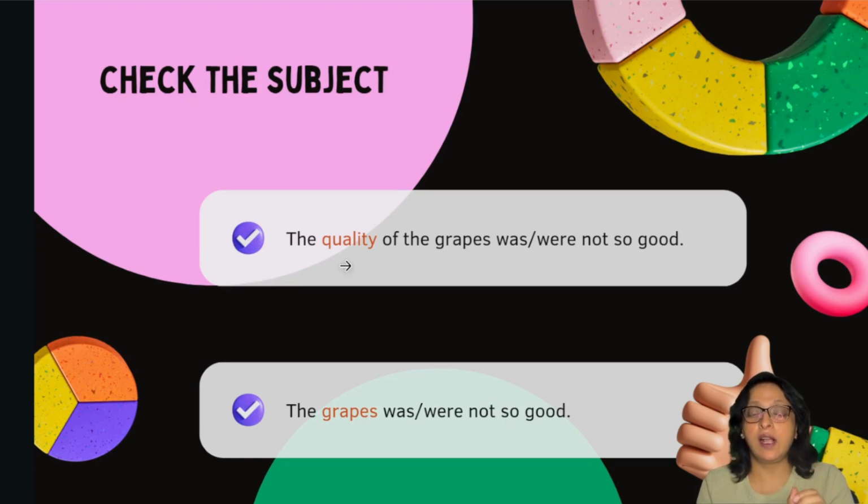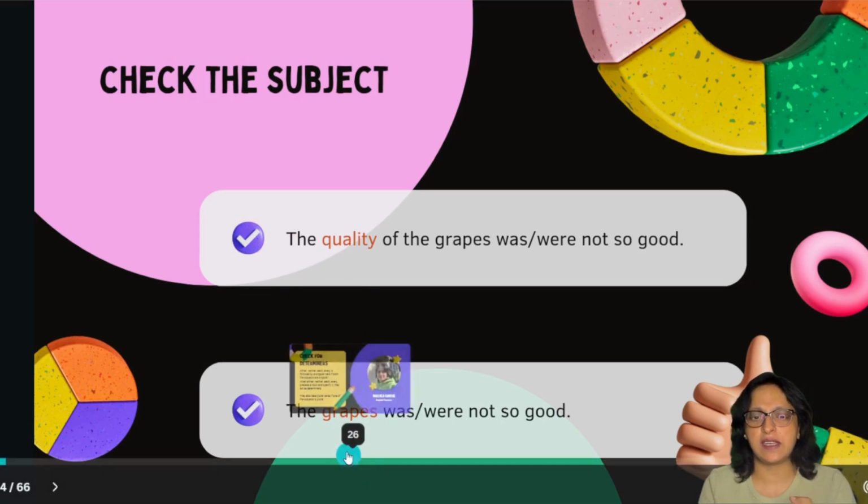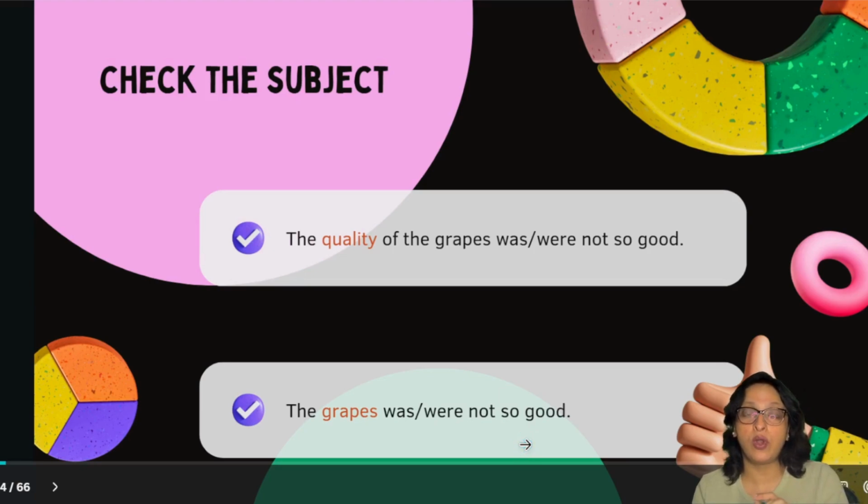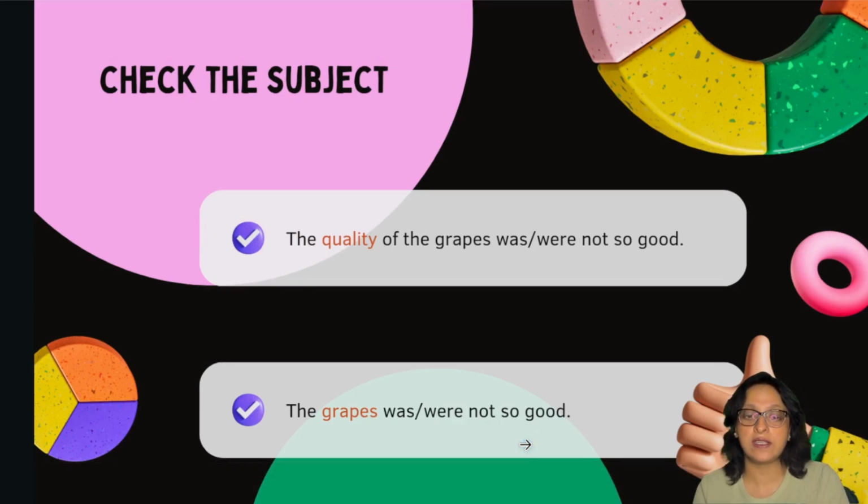Okay, the color of the grapes was or were not so good. Again, in this sentence, the color would be the subject. But in this sentence, the grapes was or were not so good. In this sentence, see, there is nothing else but the grapes. The grapes has to be the subject because we are talking about the grapes only. We are not talking about its color, quality, or anything else. So these two sentences will take different verbs.